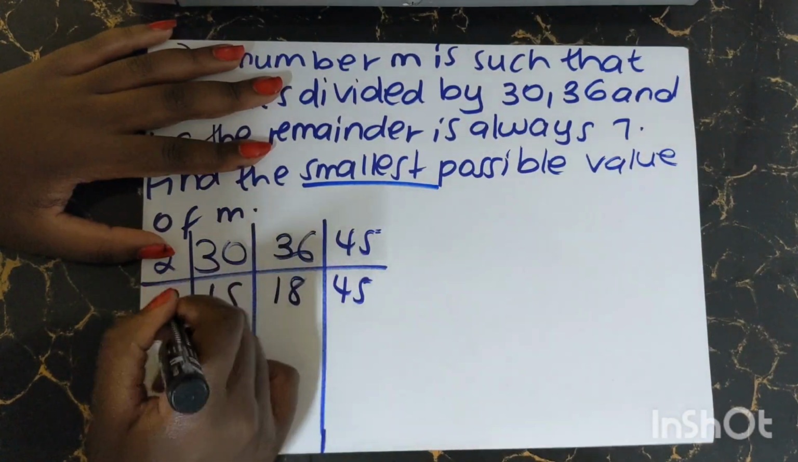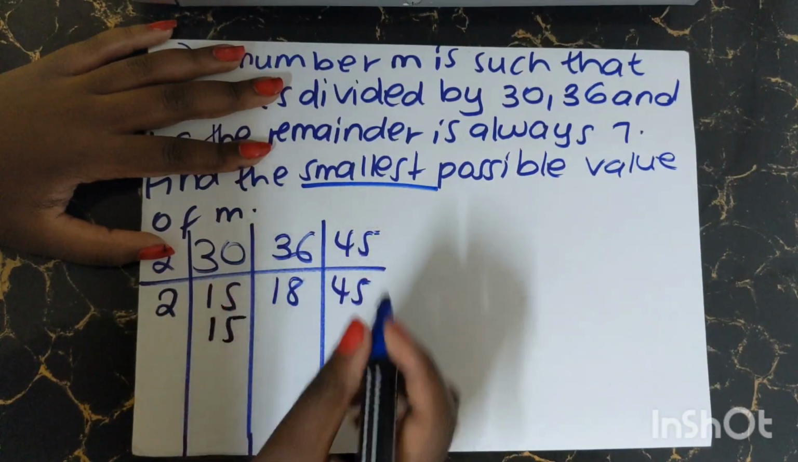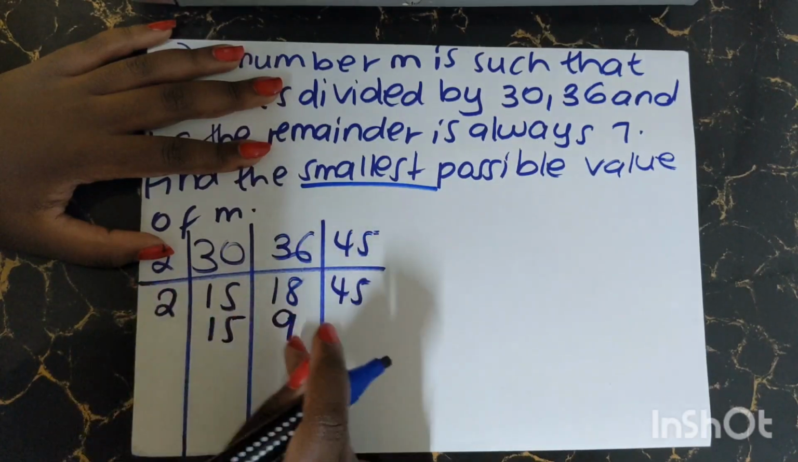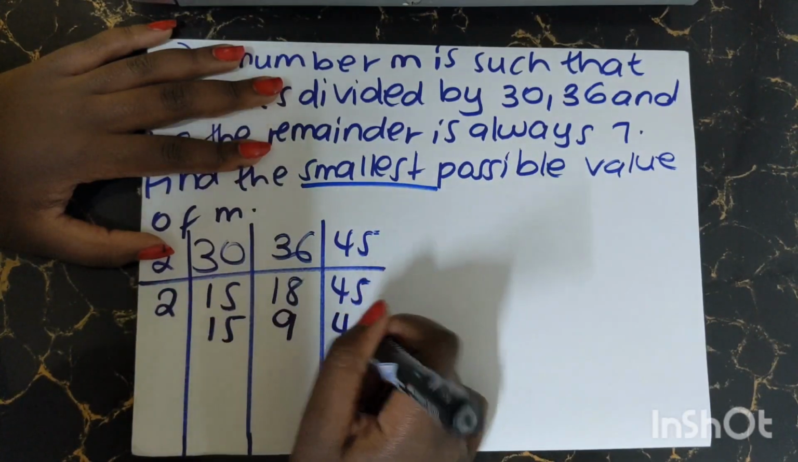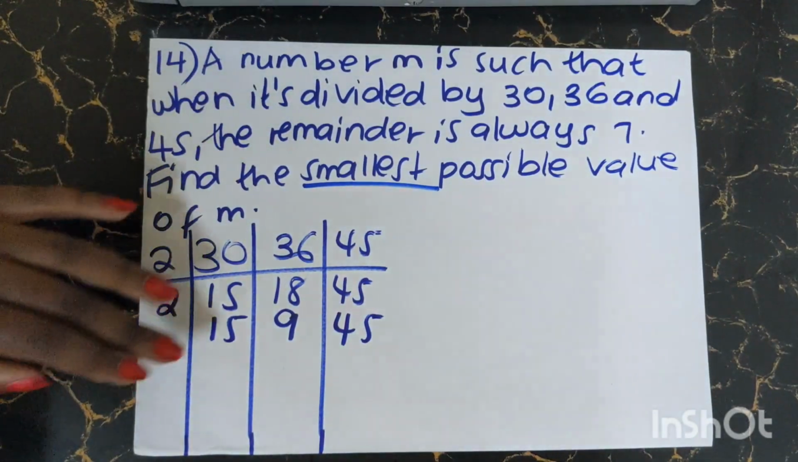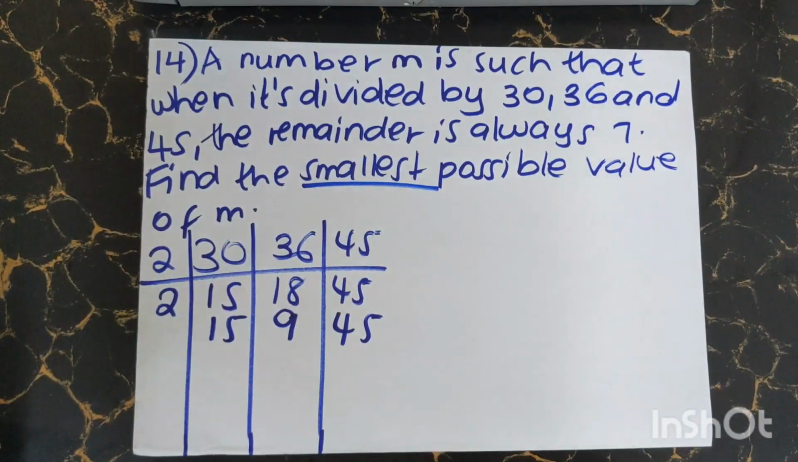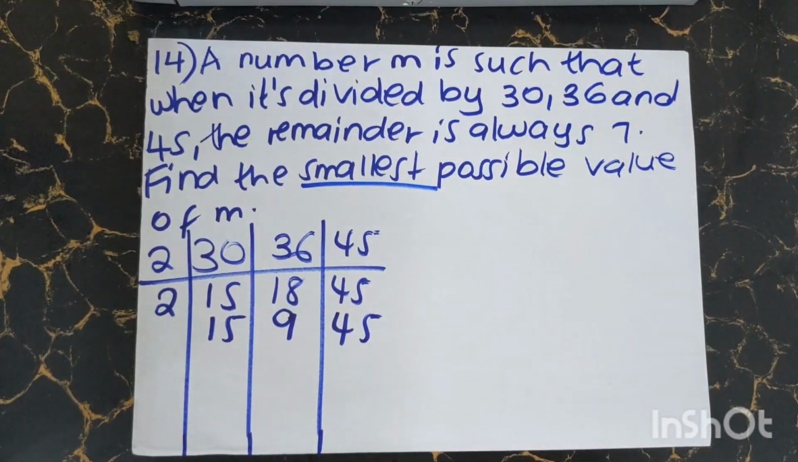Is there any number that's divisible by 2? Yes, 18 is divisible by 2, so 15 is not. 18 divided by 2 is 9, 45 is not divisible by 2, so we drop it. Do we have any other number that's still divisible by 2? Absolutely not. So we'll go to the next prime number, which is 3.